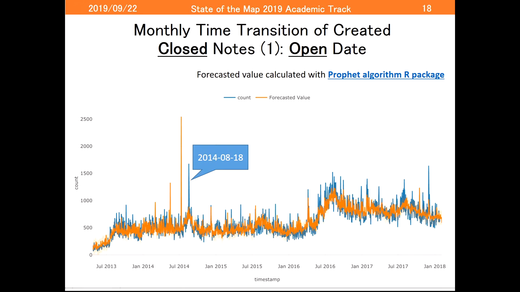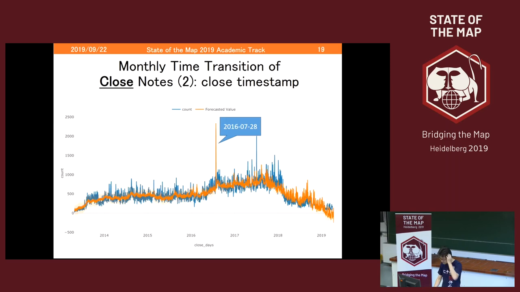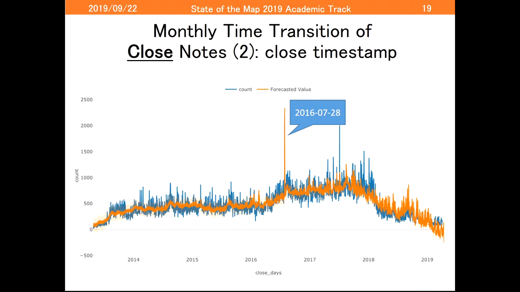Firstly, we show the open period of the notes. By the way, this forecasted value is calculated with the Prophet algorithm R package. So anyway, the blue one is the real count of the OSM open date of the closed notes. By the way, the highest count of the day is in August 2014. I don't know why there are two highest days, so please suggest after my presentation.